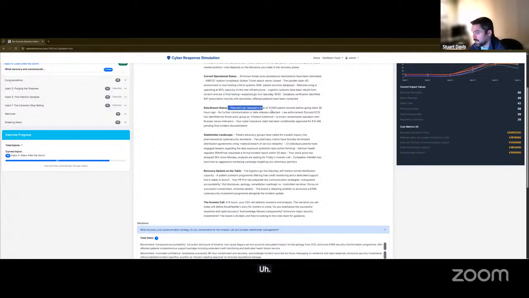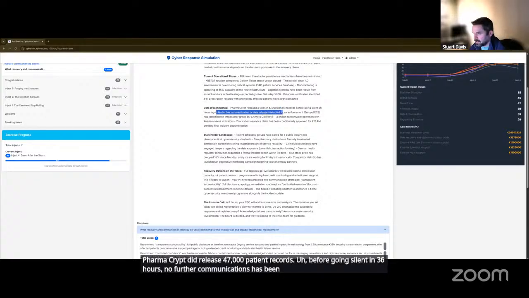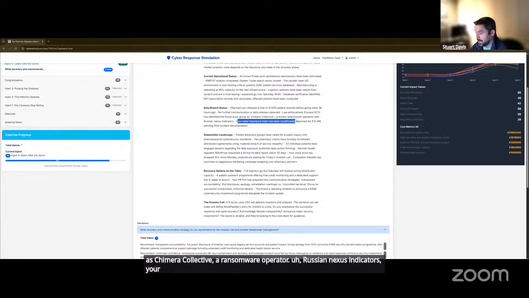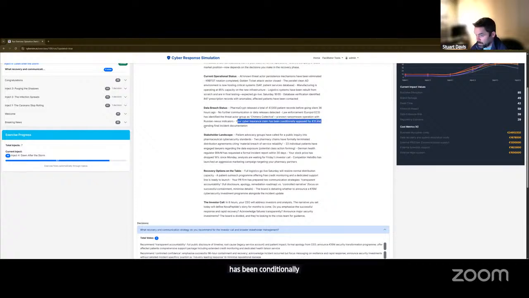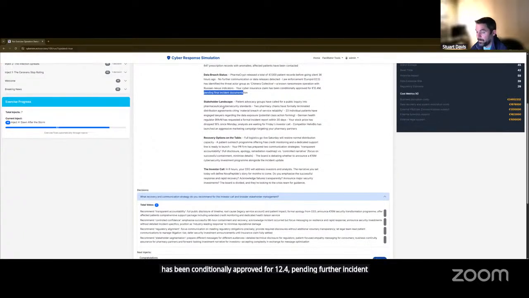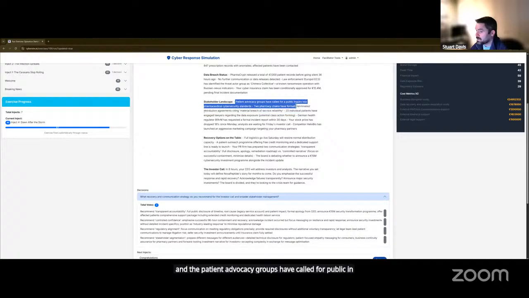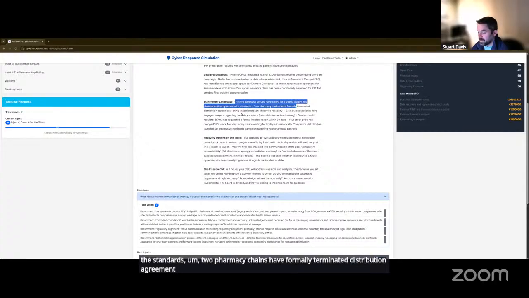Pharma Crypt did release 47,000 patient records before going silent 36 hours. No further communications has been released. Law enforcement has identified the threat actor as Chimera Collective, a ransomware operator, Russian Nexus indicators. Your cyber insurance claim has been conditionally approved for 12.4, pending further incident documentation. And the patient advocacy groups have called for public inquiry into the standards. 2 pharmacy chains have formally terminated distribution agreements, citing material breach of service reliability.